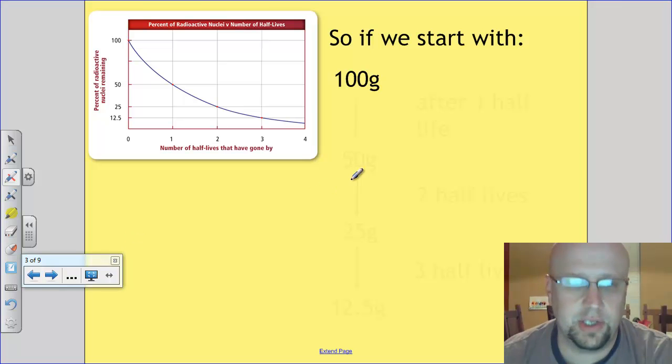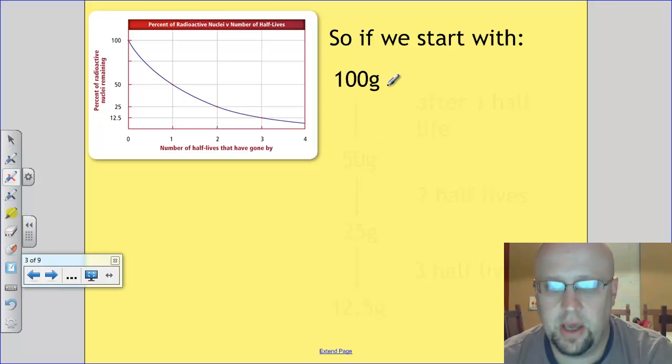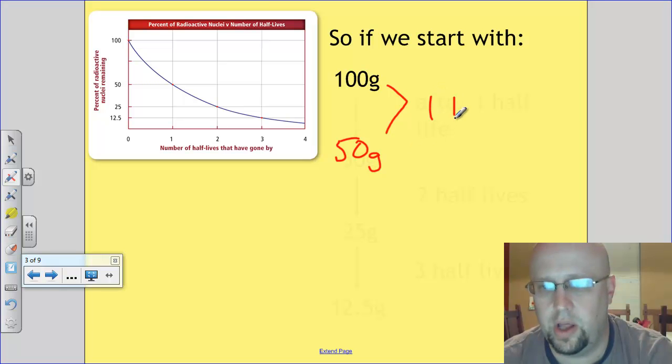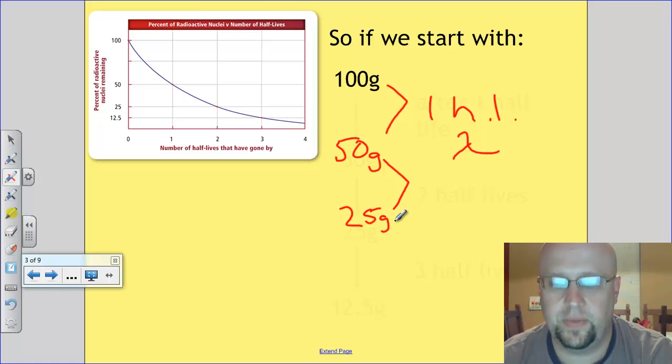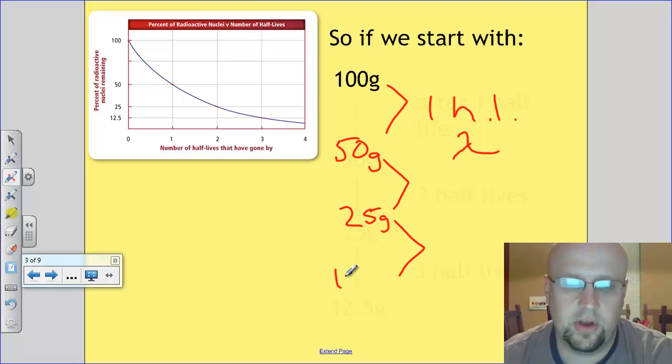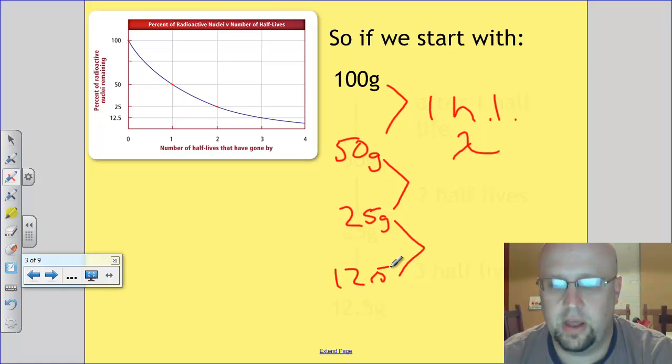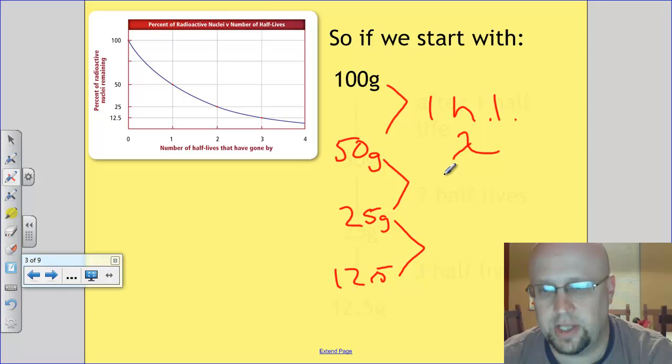And so what that means is, if we start with 100 grams of something, then after one half-life it would change into 50 grams. So that would be one half-life. Or we could use the symbol for half-life, which is something like that. Again, my drawing is awesome. If we had another half-life after that, 25 grams would be left. And after another half-life, 12.5, and so on and so forth. So that's one half-life, two half-lives, three half-lives.